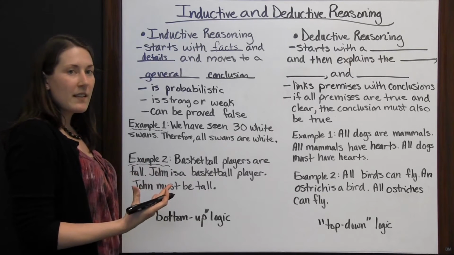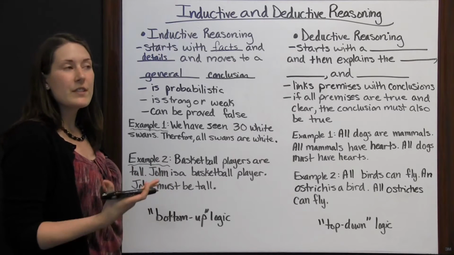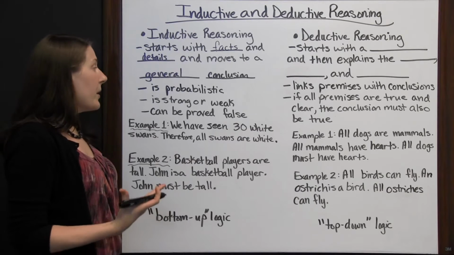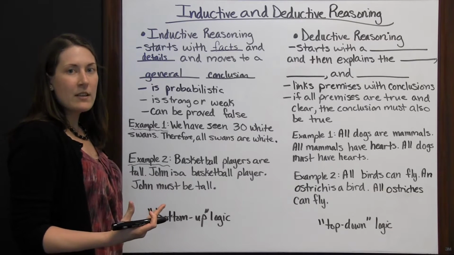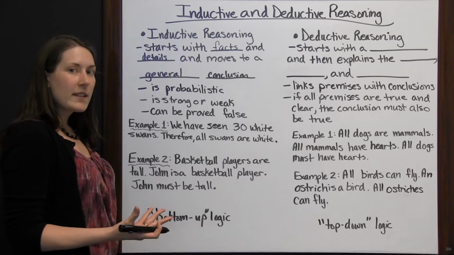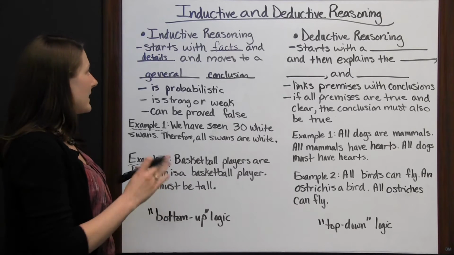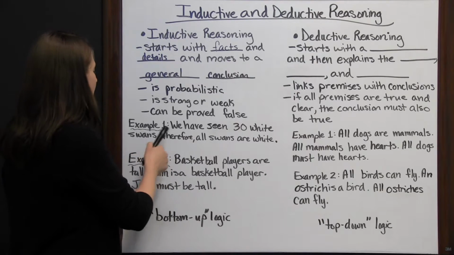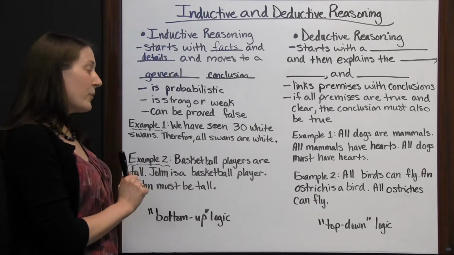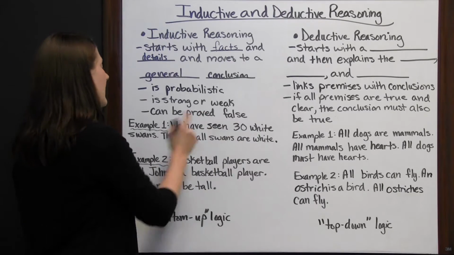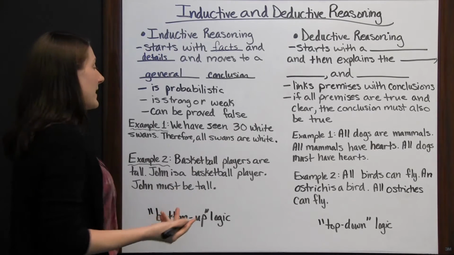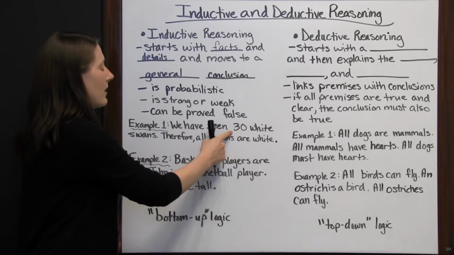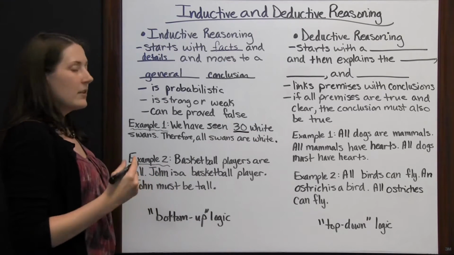You could come up with a conclusion that doesn't actually happen. It's not something that's true. But based on the examples you were given or the facts you were given, the conclusion makes sense, even if it's not true. And that's how inductive reasoning works. So let's look at some examples. We have seen 30 white swans, therefore all swans are white. Well, based on the 30 examples that we've seen, this statement makes sense. This conclusion that we drew using inductive reasoning based on our 30 examples would make sense.